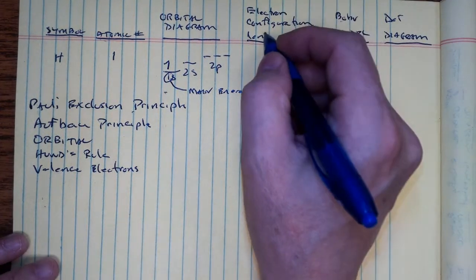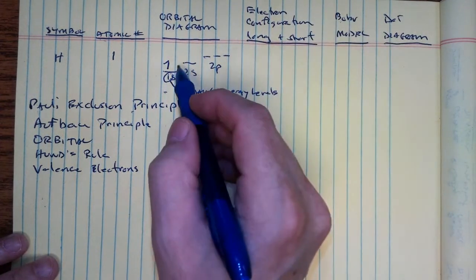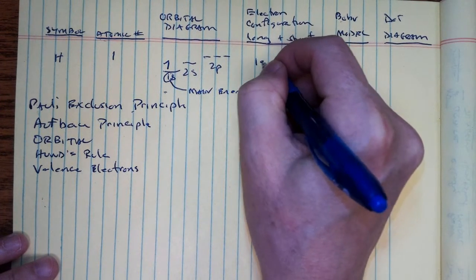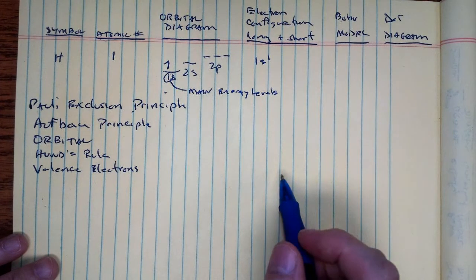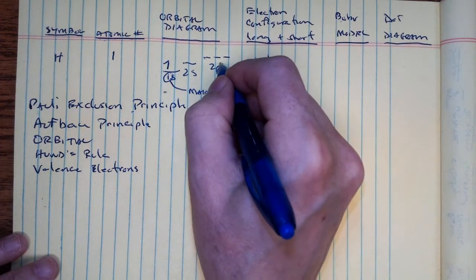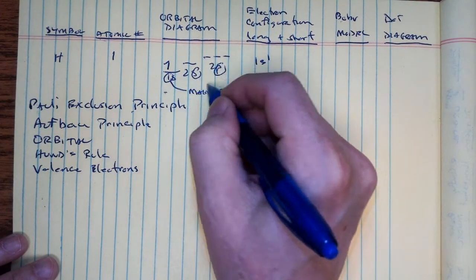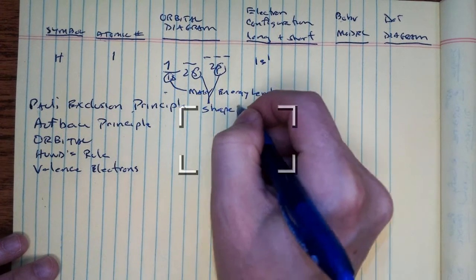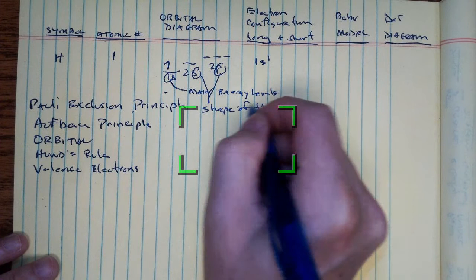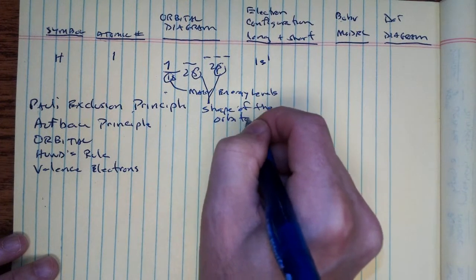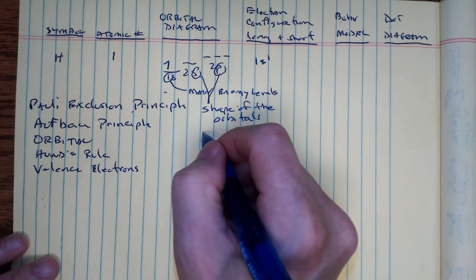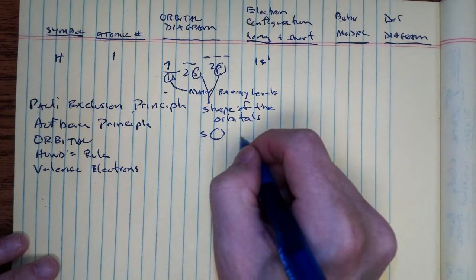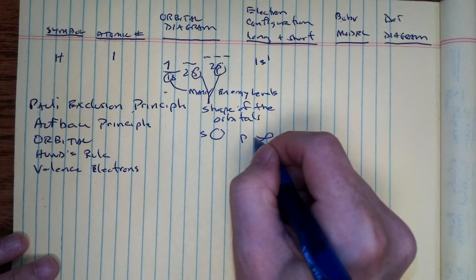So on writing our electron configuration, we're going to read this like a book. And so we're going to write 1s1. Now these letters right here, they stand for the shape of the orbital where electrons are. And S is like a sphere, and P is like a dumbbell shape.